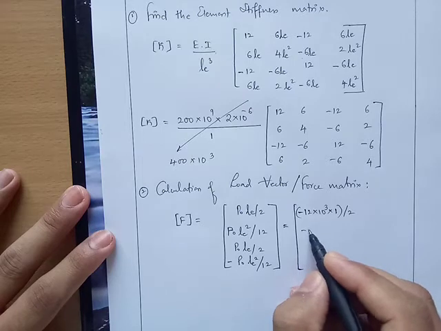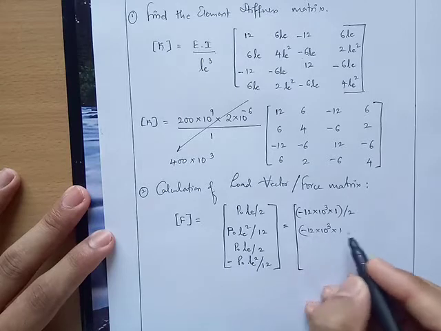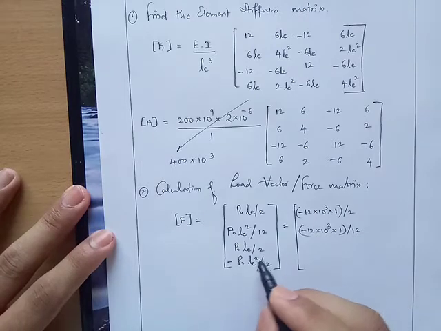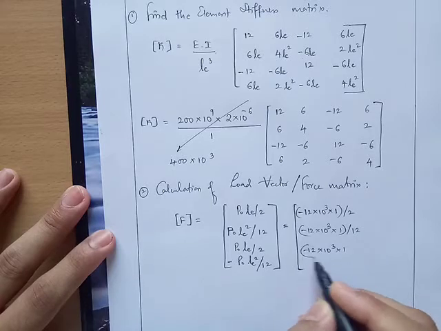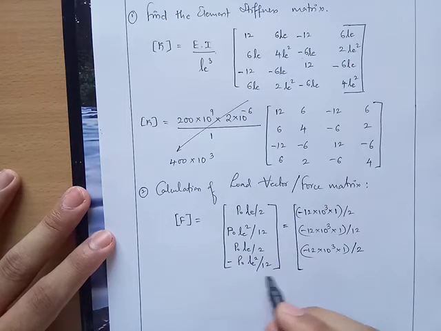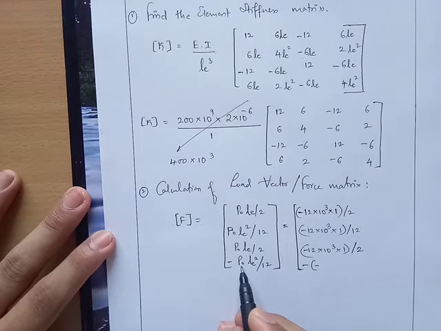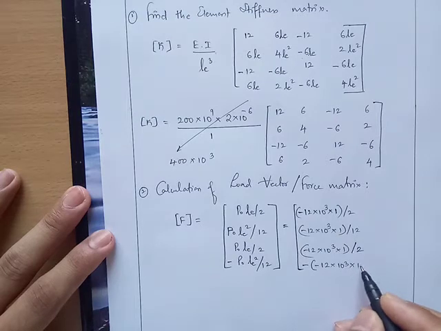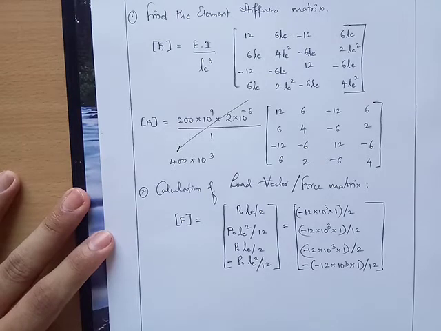Next, P naught value is minus 12 into 10 raised to 3, length of the element square is 1, divided by 12. Once again, P naught value is minus 12 into 10 raised to 3, length of the element is 1, divided by 2. And at last, the minus sign outside is in the general formulation itself. P naught is also negative, minus 12 into 10 raised to 3, length of the element square is 1, divided by 12. So that becomes your force matrix.